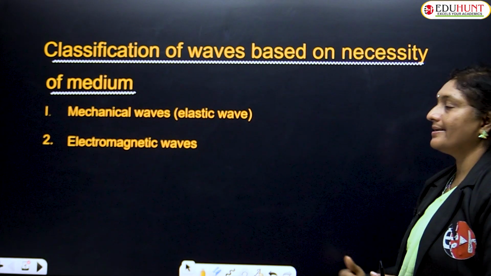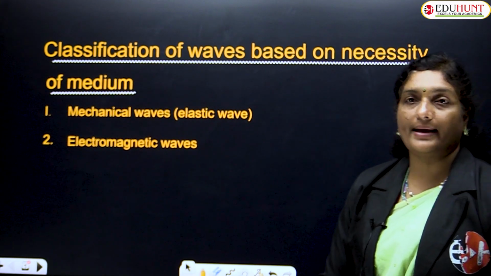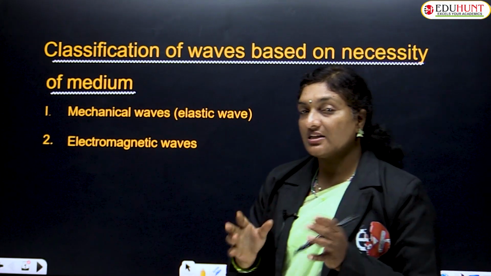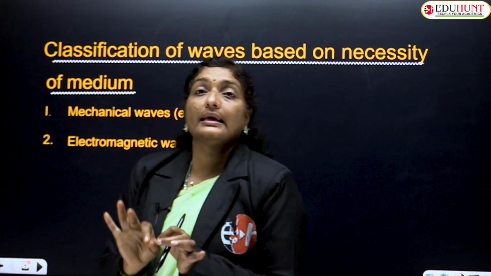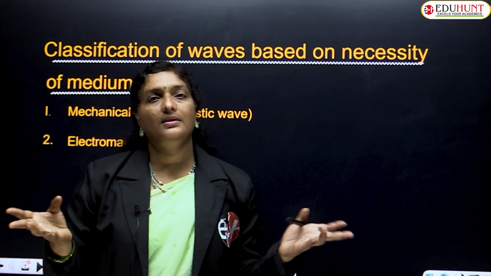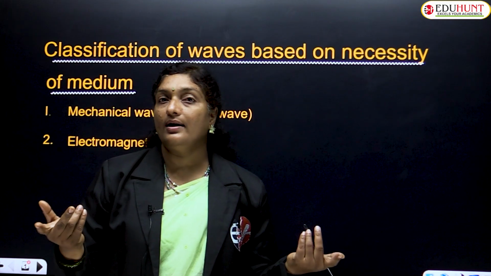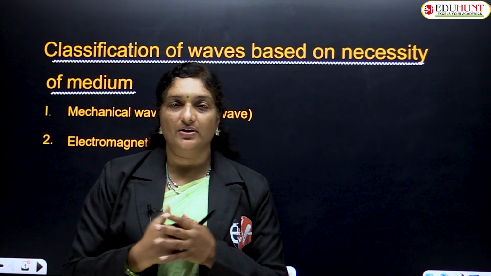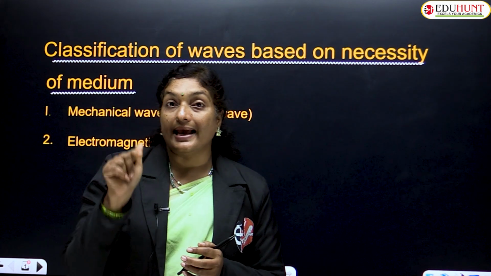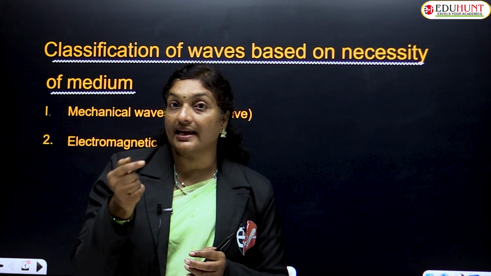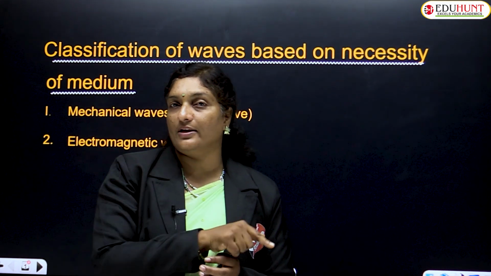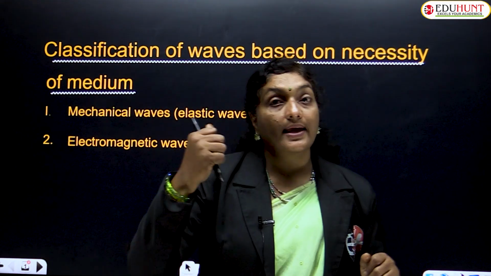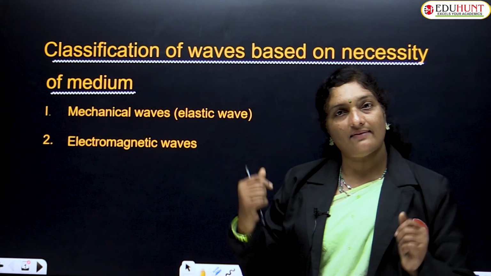Now let us try to understand electromagnetic waves. What are electromagnetic waves? The same thing. The waves which do not require any material medium for their propagation are called electromagnetic waves. For example, light waves. That means electromagnetic waves can even travel through vacuum. I told you that mechanical waves can never travel through vacuum, whereas electromagnetic waves can travel through vacuum.